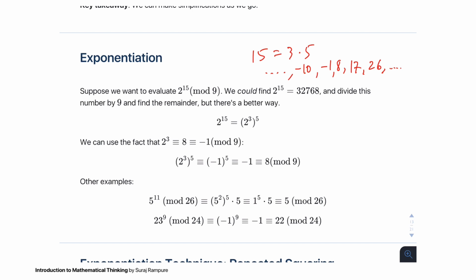Is that clear? And so something you probably should notice is that -1 is always equivalent to n minus 1 mod n. Is that clear?